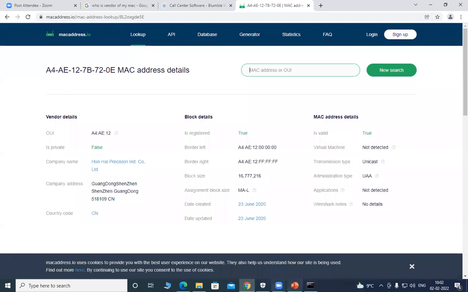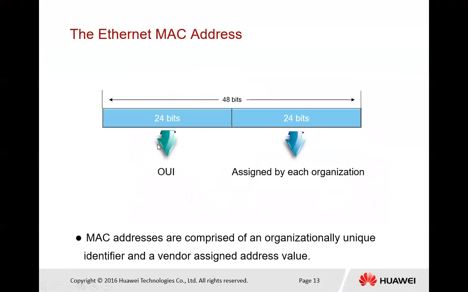Okay, so now we're going to our slide. If we are talking about Huawei, it has a fixed OUI code. But if we are talking about Cisco, they use different OUI codes. That is Organizational Unique Identifier. They will use different codes.